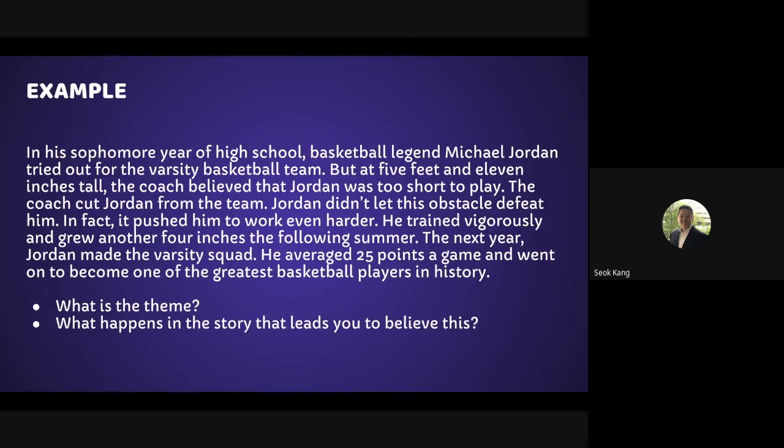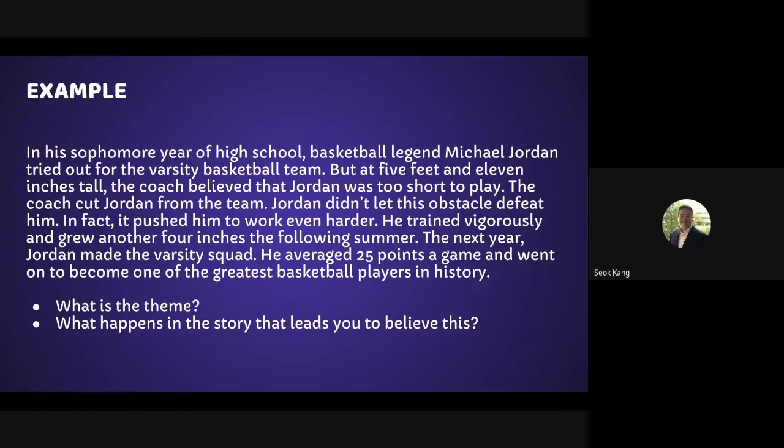In his sophomore year of high school, basketball legend Michael Jordan tried out for the varsity basketball team. But at 5 feet and 11 inches tall, the coach believed that Jordan was too short to play. The coach cut Jordan from the team. Jordan didn't let this obstacle defeat him. In fact, it pushed him to work even harder. He trained vigorously and grew another 4 inches in the summer. The next year, Jordan made the varsity squad. He averaged 25 points a game and went on to become one of the greatest basketball players in history.